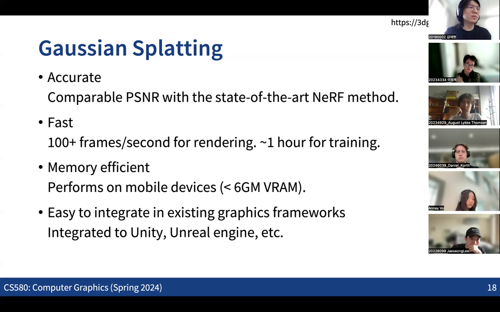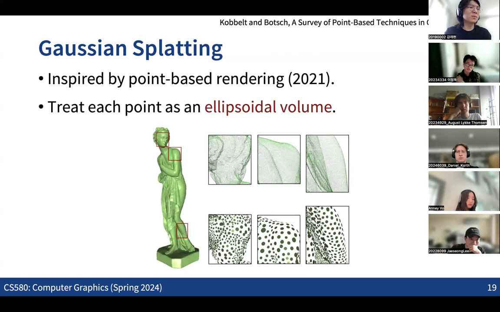So what's the basic idea of the Gaussian splat? The Gaussian splat was inspired by some old work. That's why I'm saying there can be hidden gems in old work. Gaussian splatting is based on point-based rendering, which was first introduced in 2001. There's a typo here, it should be 2001.